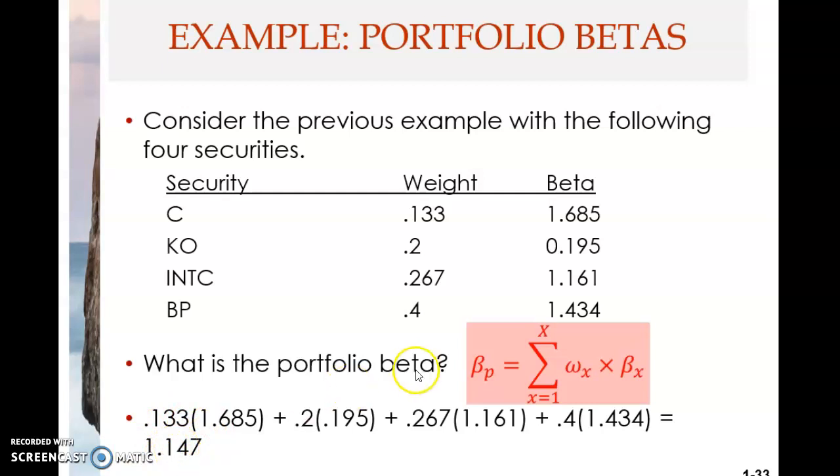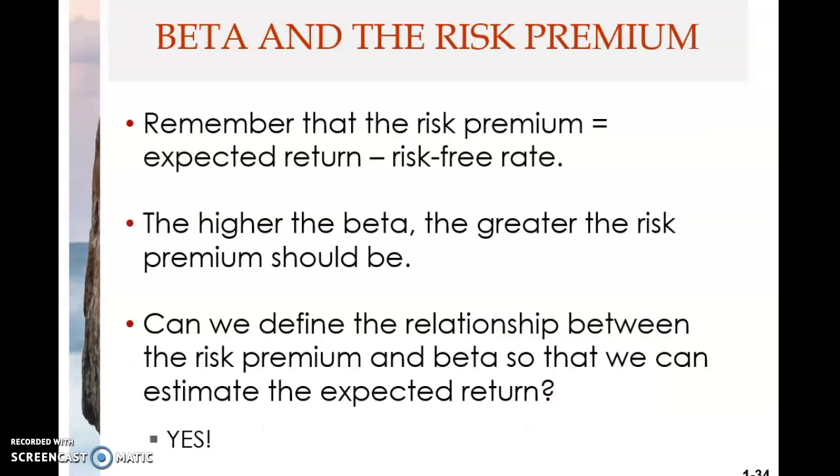So the beta of the portfolio is simply the weighted average of the betas of the individual assets in the portfolio. Is that okay? Let's move on to the next part.